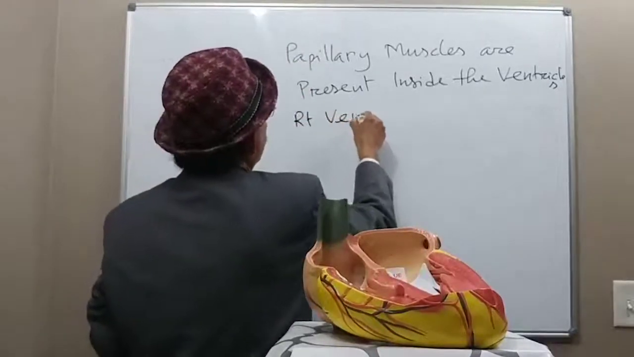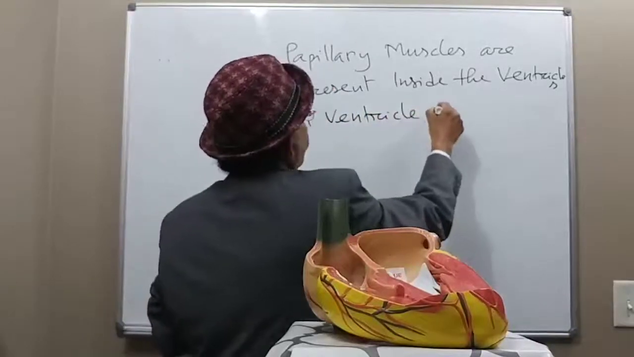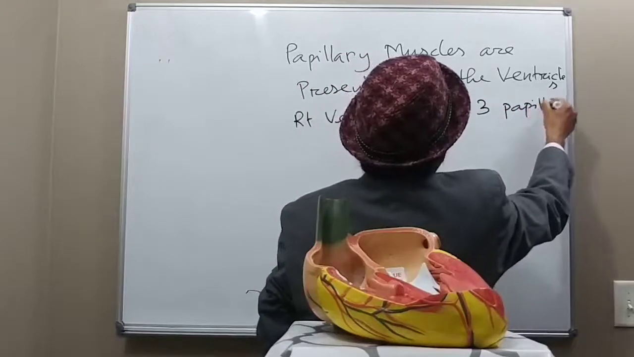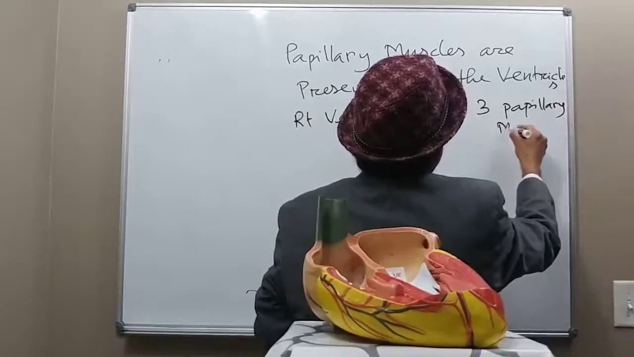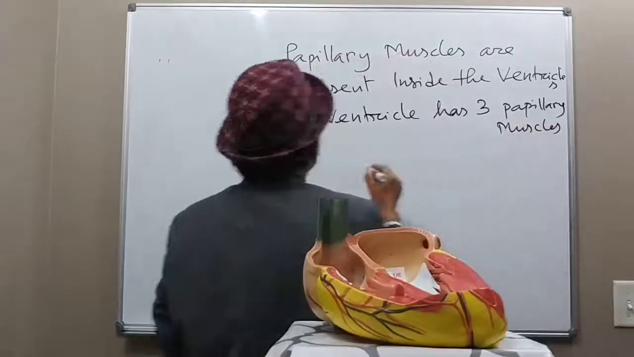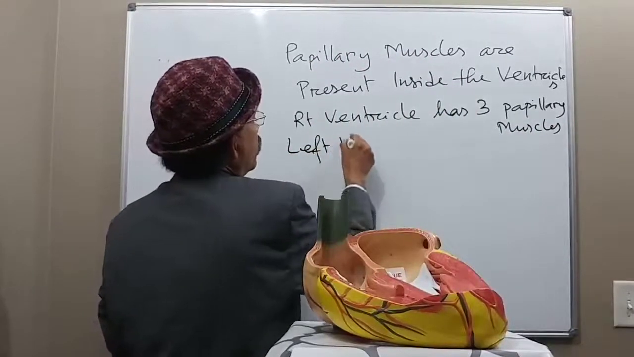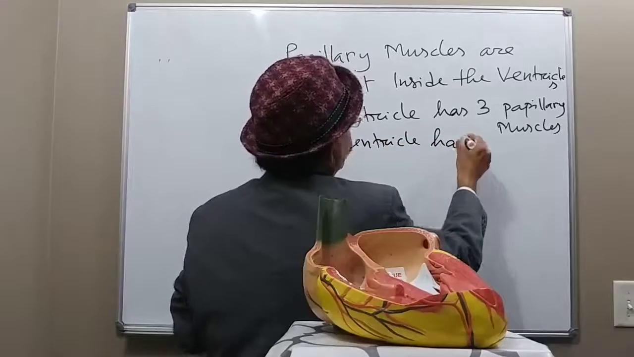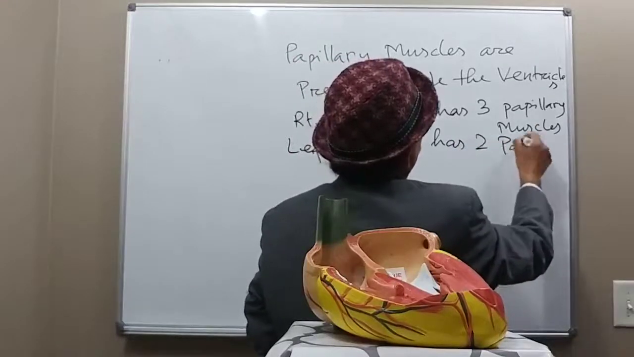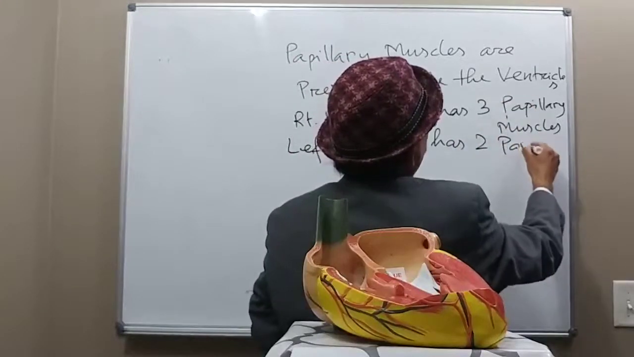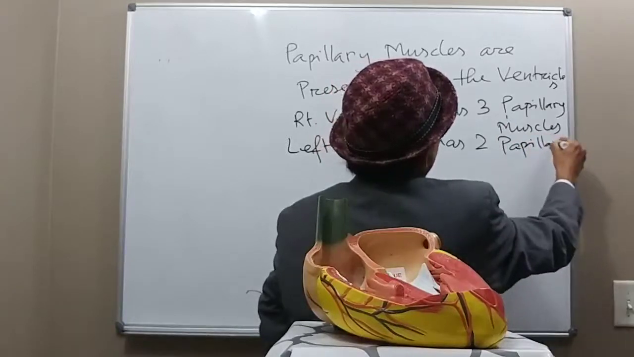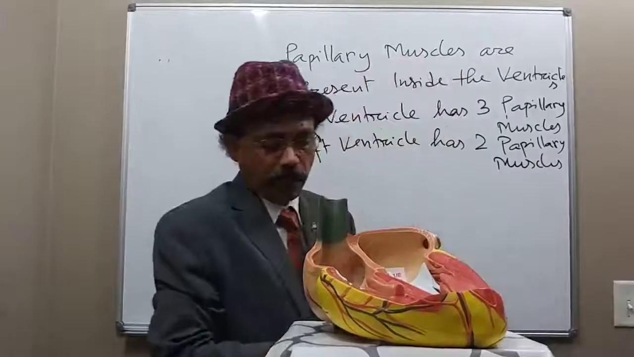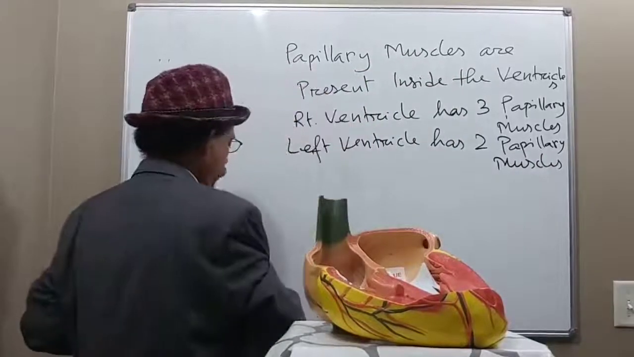Right ventricle has three papillary muscles. Left ventricle has two papillary muscles. We got the papillary muscles. Let's identify them.